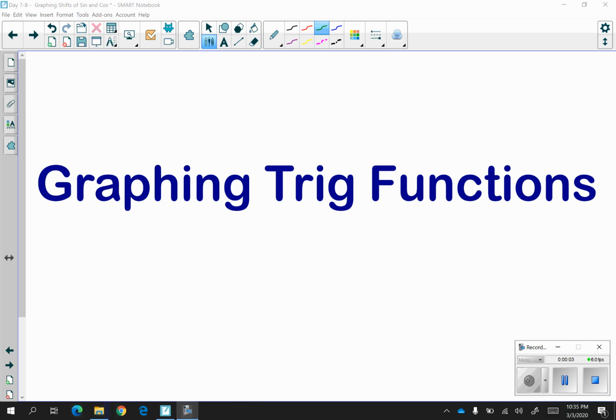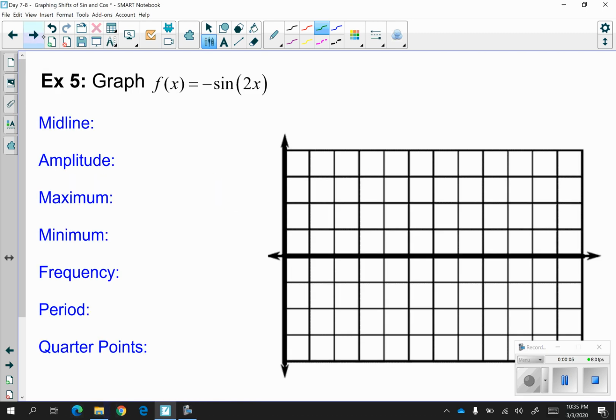Welcome to graphing trig functions. We're going to pick up where we left off yesterday and go to example 5 in your packet.